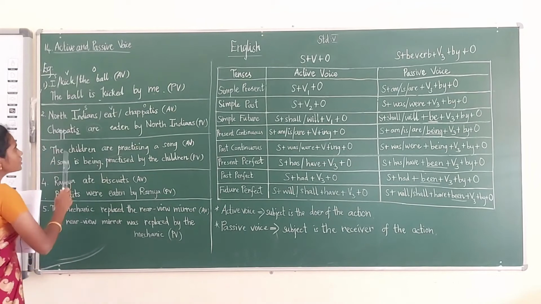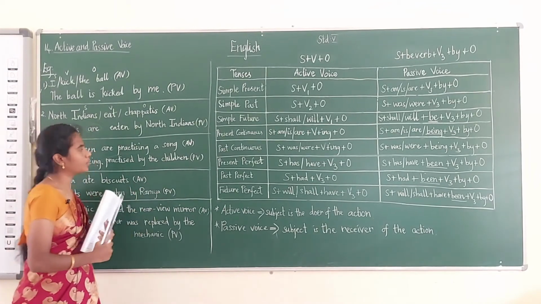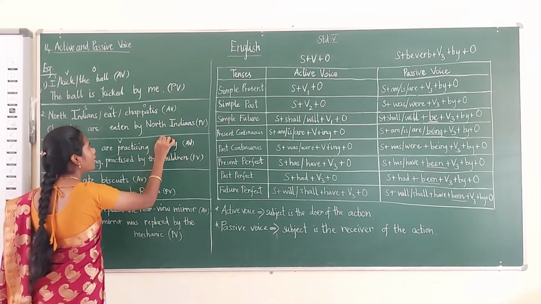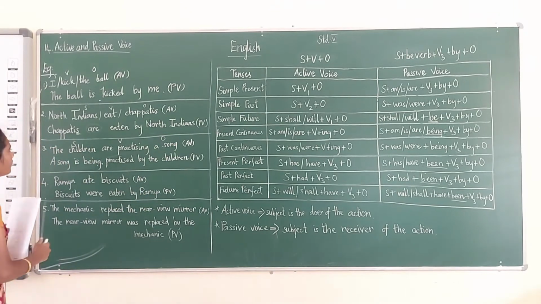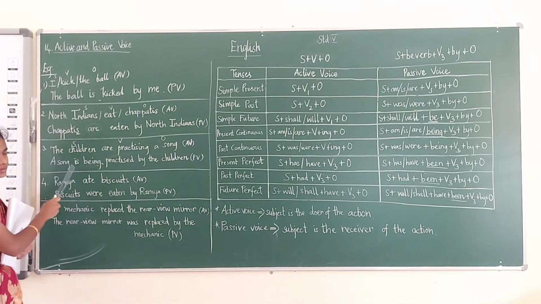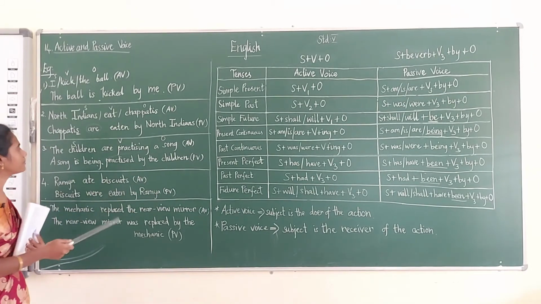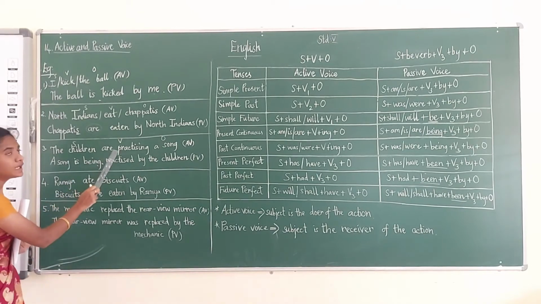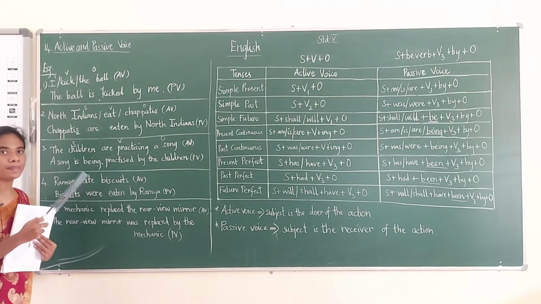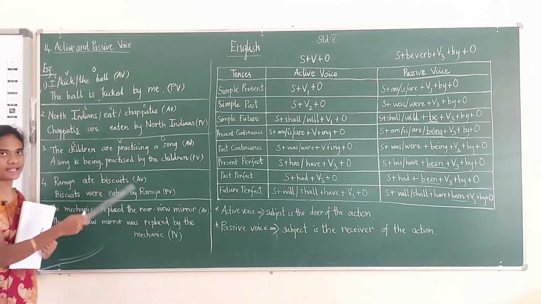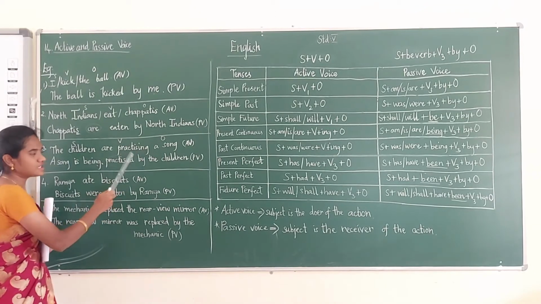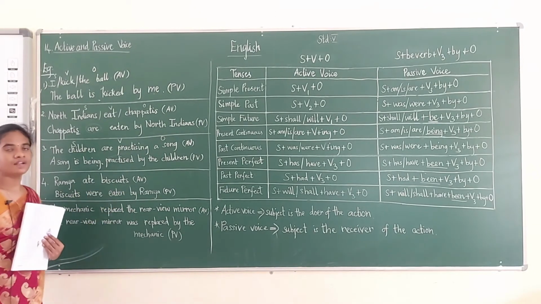See the next example. Children are practicing a song. Okay, so what is the subject? Children. And are practicing is the verb and a song is the object. So we are changing and writing. The object in the active voice became the subject, that is a song. Next we have to write down the be verbs. For that you have to see the tense of the verb. Are practicing. Can you tell me what tense it is? The verb has ing, verb plus ing. So it is the present continuous tense. We have found this out by the ing added to the verb.